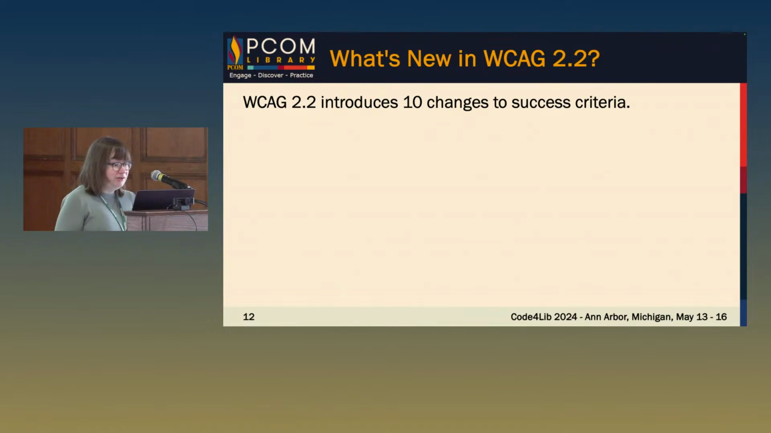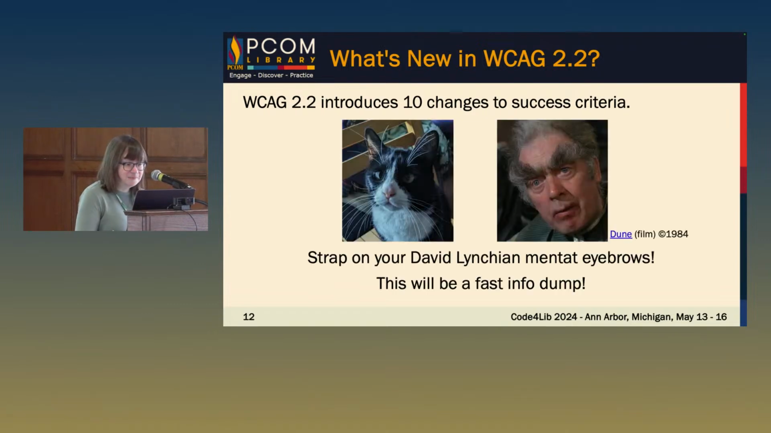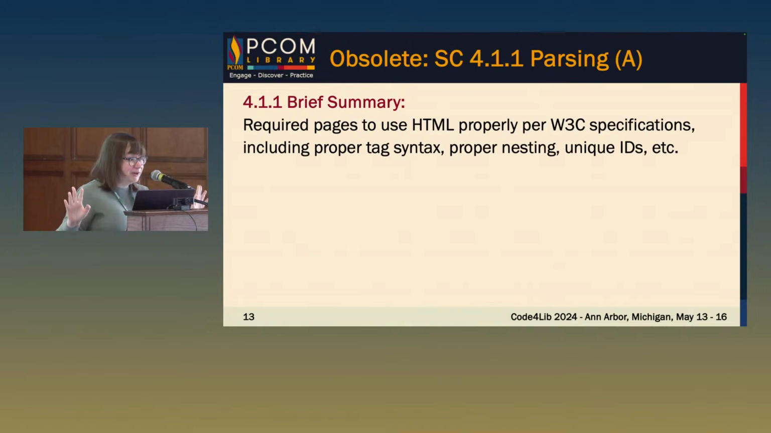So what is actually new in it? It introduces 10 changes to the success criteria for the Web Content Accessibility Guidelines. And because I'm going to try to actually go over all 10, and I have a little under 10 minutes for this, strap on your David Lynchian Mentat eyebrows, super bushy, and be ready to get a bunch of info right away. So first of all, guess what?